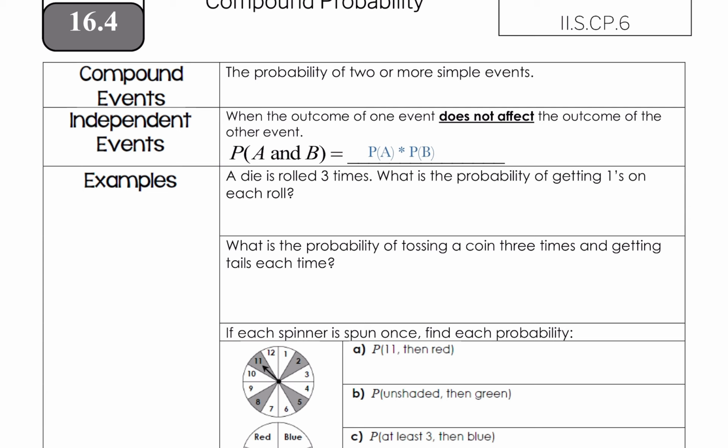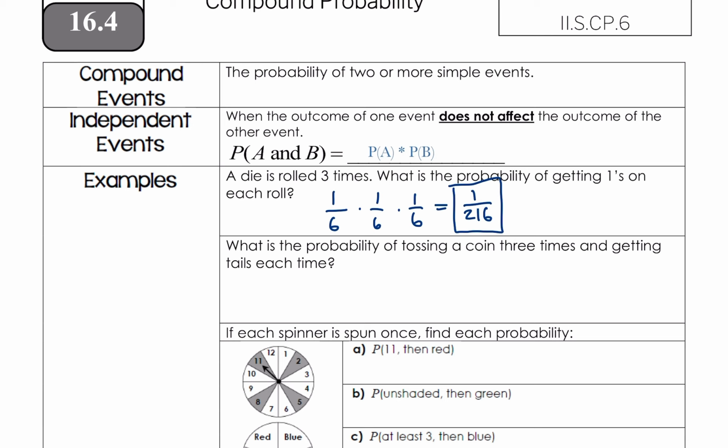So I'm just going to look at one event at a time. What's the probability that I roll a 1 on my first die roll? Well, there's only one 1 on a die out of the 6 total numbers. Then for the second event, I still have a 1 out of 6 chance to roll a 1. And same thing for the third event. So if I multiply all those together, I get 1 over 216. So the probability of rolling a 1 on each roll is 1 over 216.